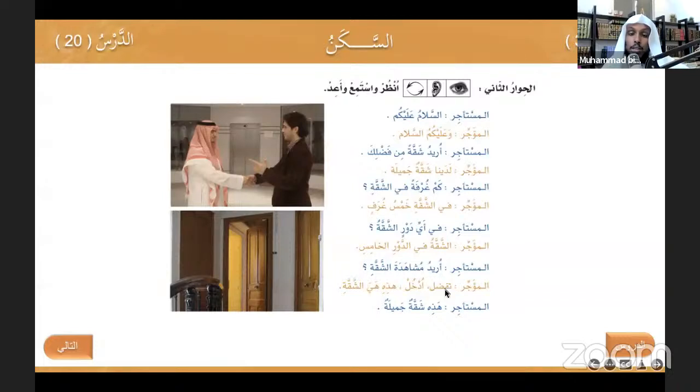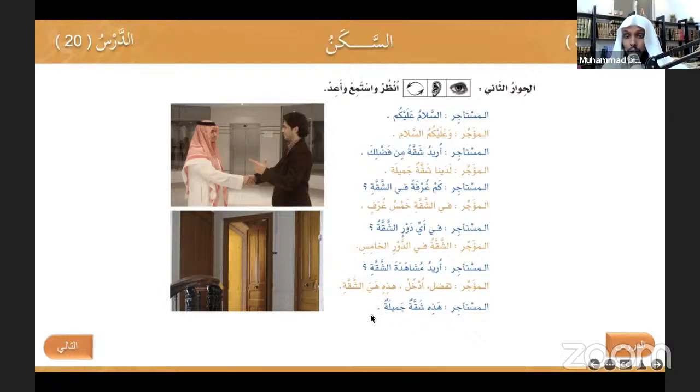So there are some things here. If I try to literally analyze and break down every single word in the dialogue, you're going to get confused. So just accept it the way it is. أدخل means enter. هذه هي الشقة. This is the شقة. هذه شقة جميلة. This is a beautiful شقة.